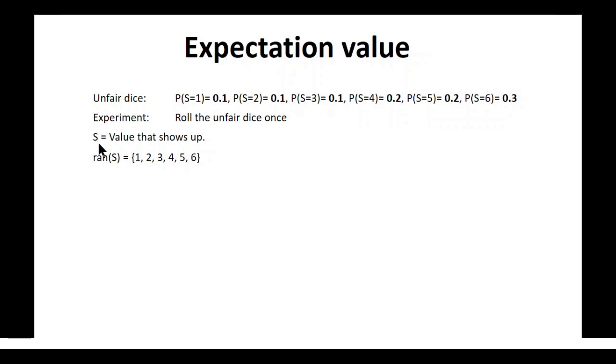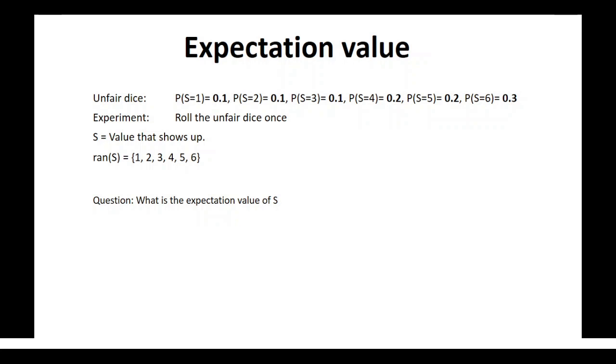We will also define a random variable s, and this variable is defined as the value that shows up when you roll this unfair dice once. Here, the range of the variable s is a set of numbers 1, 2, 3, 4, 5, and 6. And the question that we are interested in answering is, what is the expectation value of this variable s?